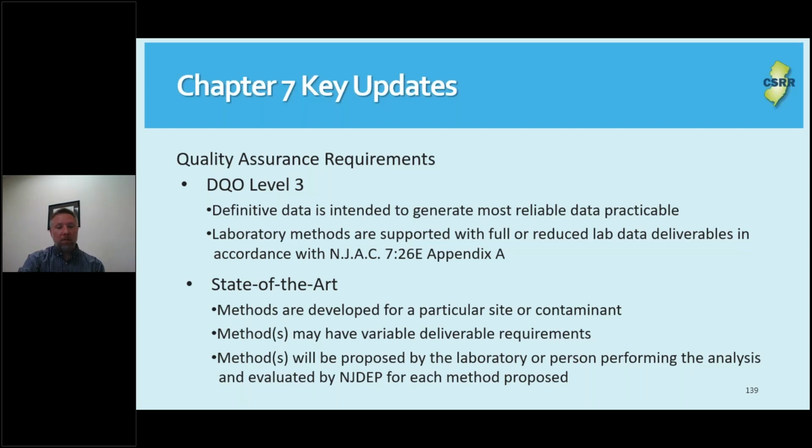On the state-of-the-art quality assurance, it's a little bit more involved. The methods are going to be developed for a particular site or contaminant. They may be variable with the deliverable requirements, and the methods are going to have to be developed by the laboratory or the individuals that are performing the analysis, and you're going to have to work with the Office of Data Quality, NJDEP, and get approval, and then that's ultimately going to need to be updated and included in your site-specific QAP, which then, of course, you'll have their quality assurance and quality control that you'll be able to implement for the project duration. With that, that is my last slide.